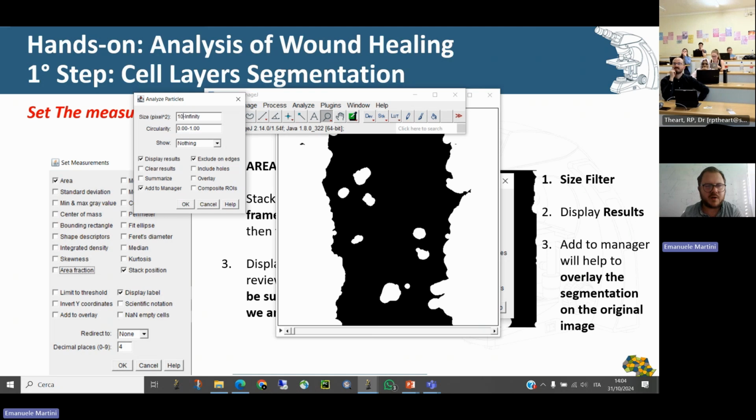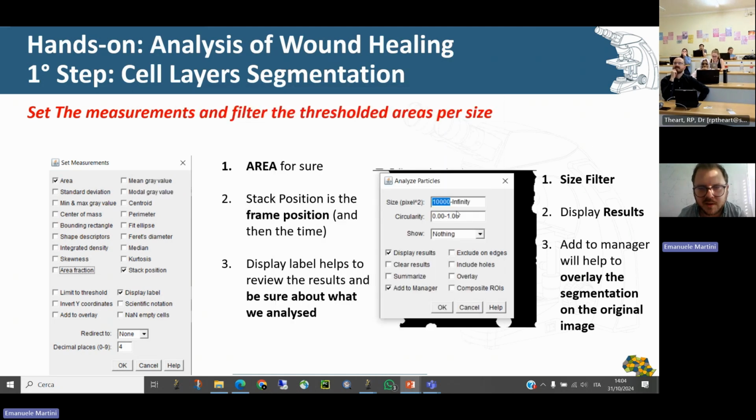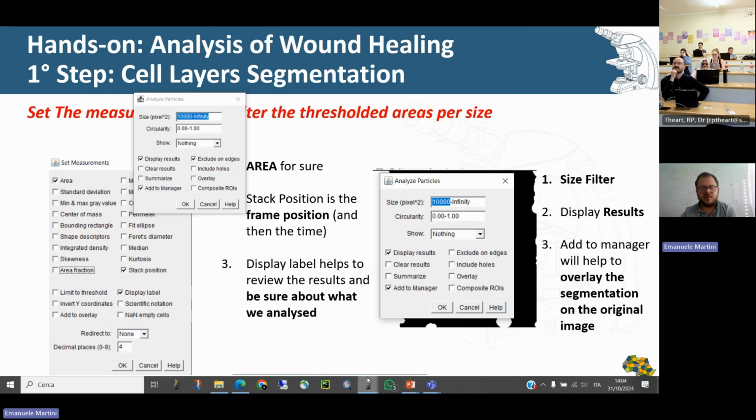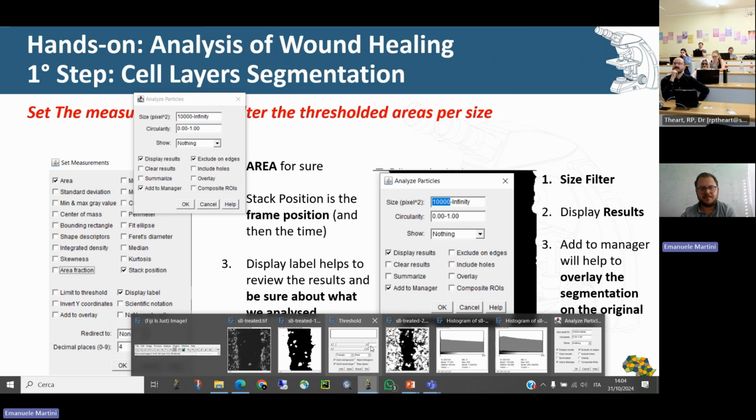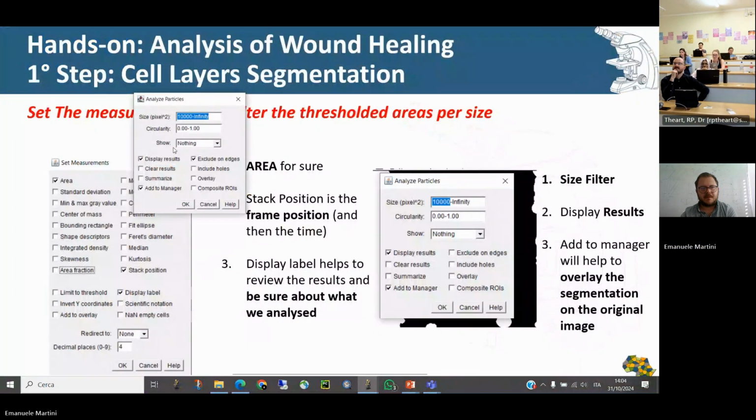I don't know, here you can put like 10,000 if I remember well. Let me see which one you put. Yeah, okay, you can put 10,000, and then you will remove those cells and debris and noise in the middle of the image. Then you want to display results. And then, do you want to exclude objects on edges or not?